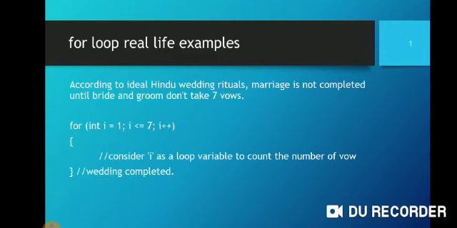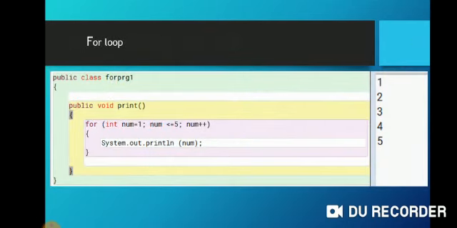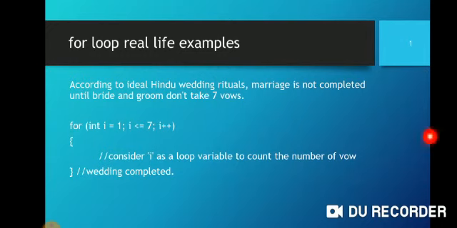According to real Hindu wedding rituals, a marriage is not completed until the bride and groom take 7 vows. The 7 vows, in Hindi, are called feras. So until they take 7 vows, the Hindu wedding is not completed. So it will start with i equal to 1, i less than or equal to 7, and i plus plus. Now i equal to 1 is the initialization over here.